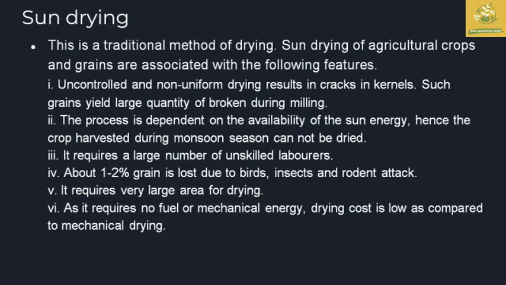It requires a large number of unskilled laborers, and about 1 to 2% of grains are lost due to birds, insects, as well as rodent attacks during the drying process. It also requires a larger drying area. Seeing about its advantages, no fuel or mechanical energy is required, and the drying cost is low compared to mechanical drying. Sun drying is mainly suitable for small and low scale agri products.